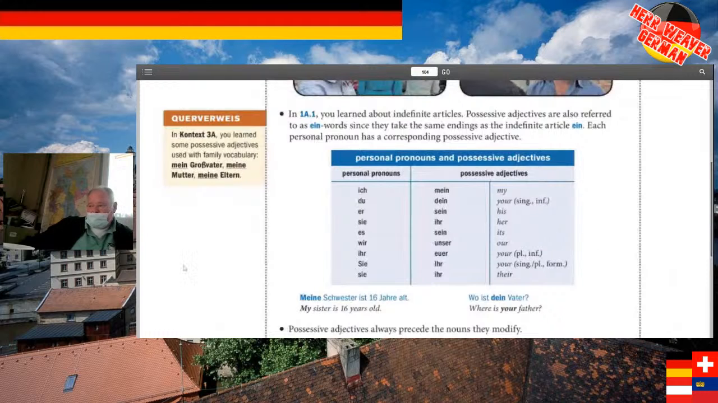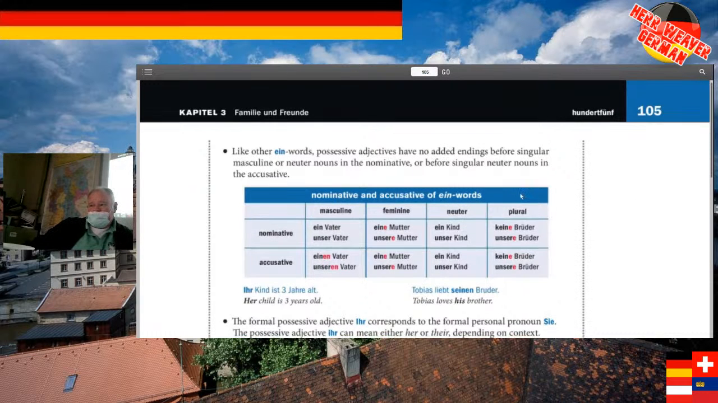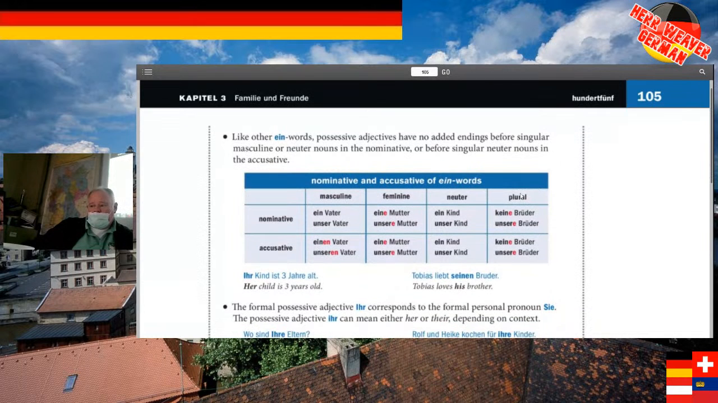But here's what we see when I scroll this over here, to let me do it, okay, is it follows the same pattern as the ein words. The red means there's an ending added. No ending here, so it'd be like mine. What's the form of mine here with feminine words?